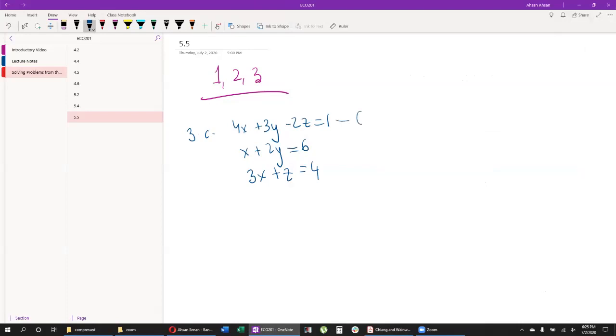Equation 1 is 4x plus 3y minus 2z equal to 1. Equation 2 is x plus 2y equal to 6. And equation 3 is 3x plus z equals 4. So this is slightly different from what we have done so far. Before you see me solve this problem, I'm going to ask all of you to pause this video right now and try and solve this.